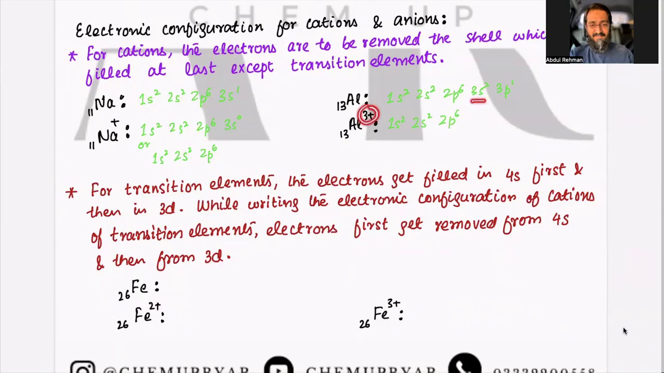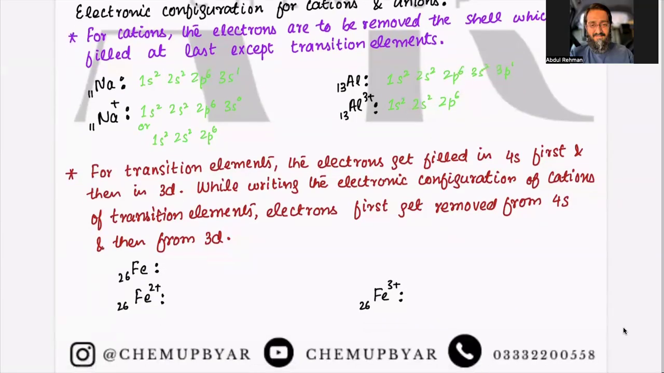So we are going to write 1s2, 2s2, 2p6 as it's a 3 positive charge. So it means 3 electrons are actually lost. So it is going to be just 2p6, or otherwise if you mention the rest, you can write 3s0 and 3p0. So both ways would be fine, 3s0 and 3p0, or otherwise you don't write them.